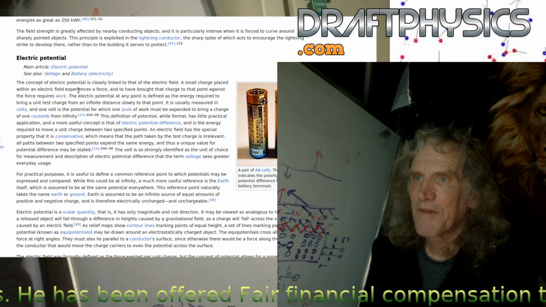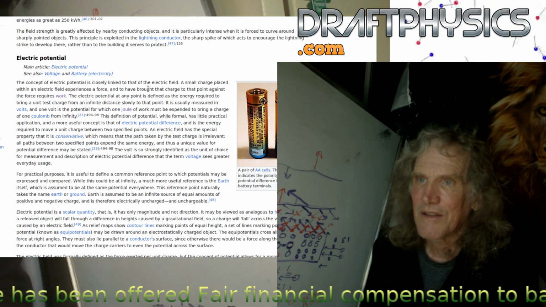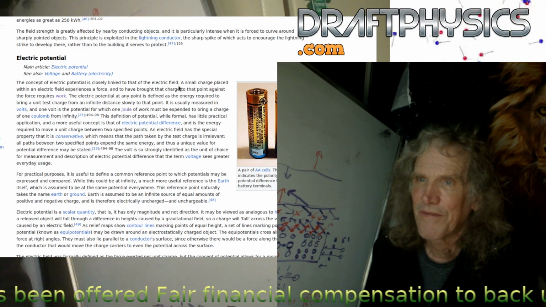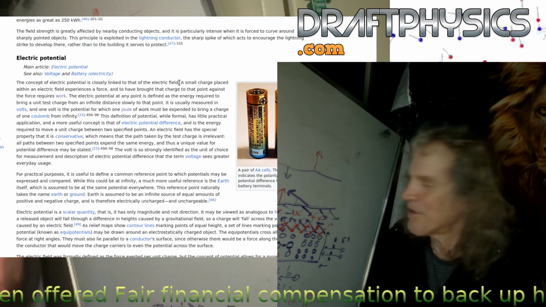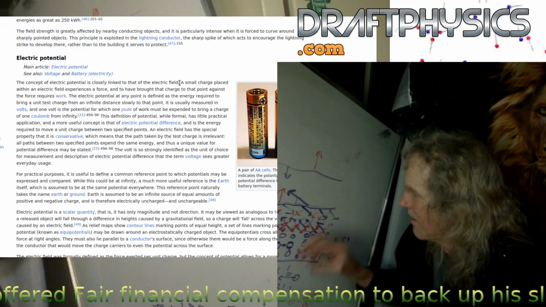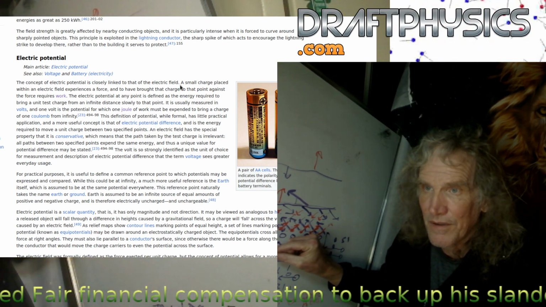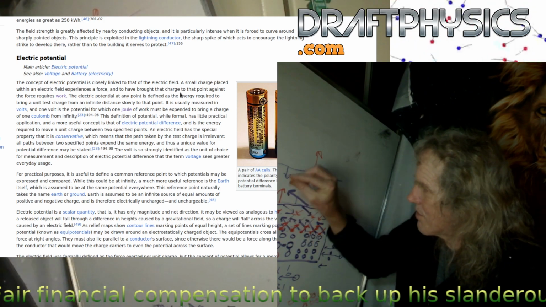All right, the concept of electric potential is closely linked to that of the electric field. So again, they're playing games with the field. The field is just the force itself, and you can only change the frequency.